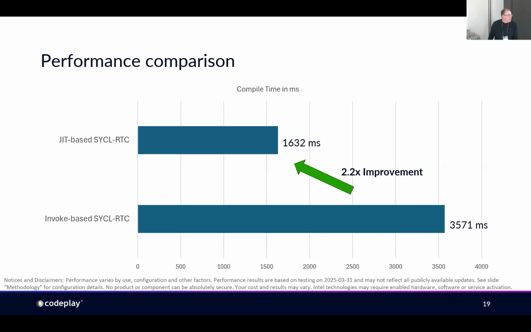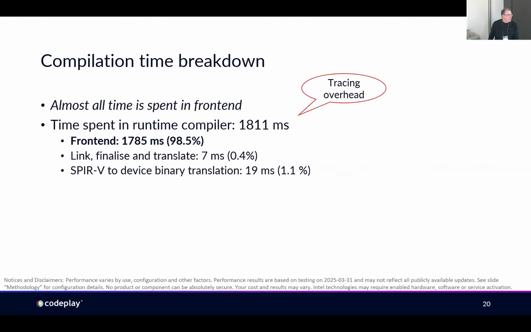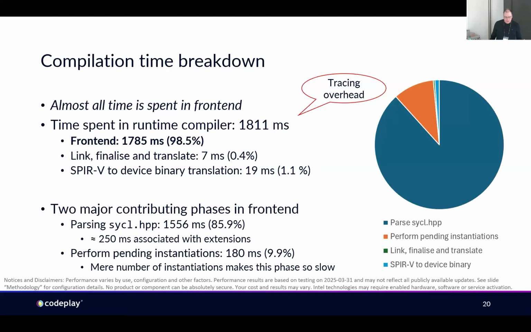So we were in contact with Alexei at some point and also looked closer into what's happening, and we found that almost all of the time is spent in the front end. So yeah, 98.5% in our tracing example here, whereas the other steps in the in-memory pipeline don't really have any significant influence on the overall runtime. And as we've seen all yesterday, parsing sycl.hpp is really the major contributor here.